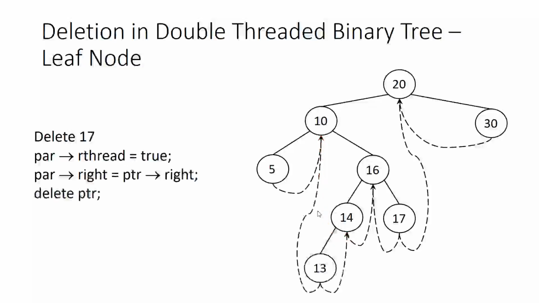Okay. Then again we are deleting a leaf node, but you can see that we are deleting the right child. We want to delete 17 now. We want to delete the right child. So what will happen? You have to adjust the right thread. So the right thread of 17 which is connected to 20 should be connected as the right thread of 16. So first we will adjust the right thread of 16 and then delete 17 completely like this. Okay.